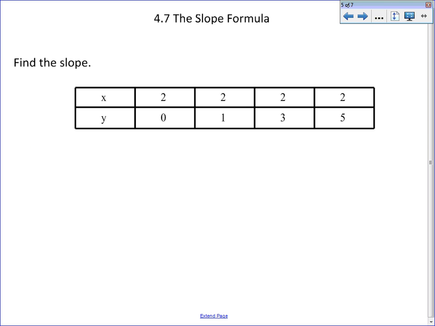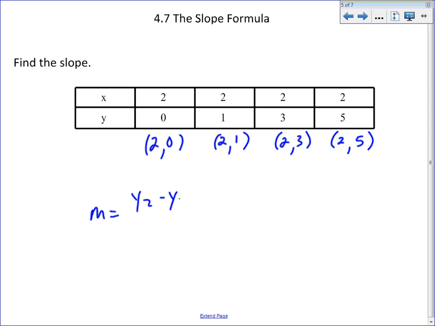Lastly, what happens if we're given a table? Well, you should be able to see that these are ordered pairs. Okay? We can rewrite these. Our x value is 2, our y value is 0. X value is 2, y value is 1, and then 2, 3, and then 2, 5. We now can use our slope formula. We have more than enough information here. In fact, we really only need one pair.